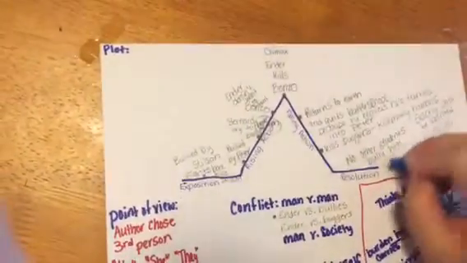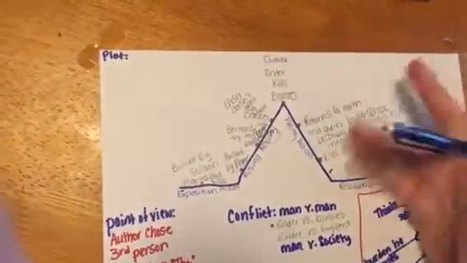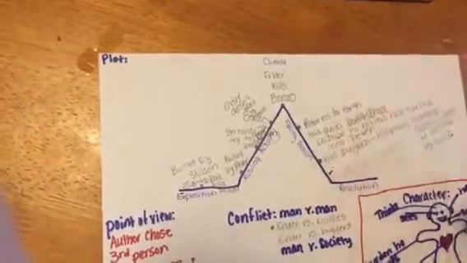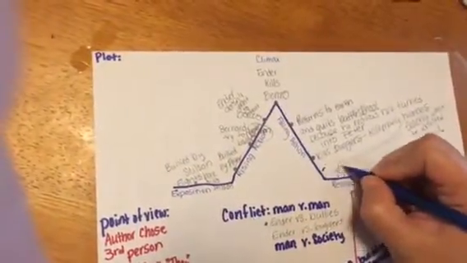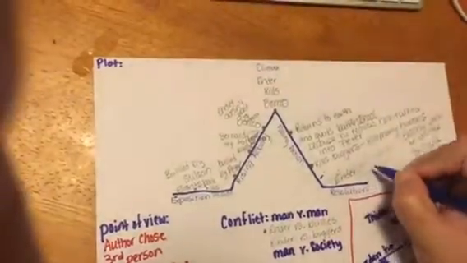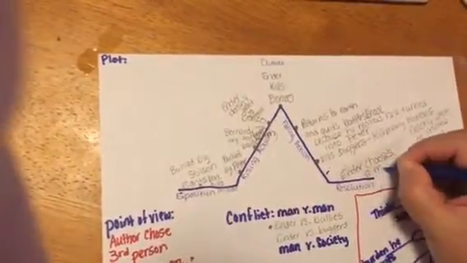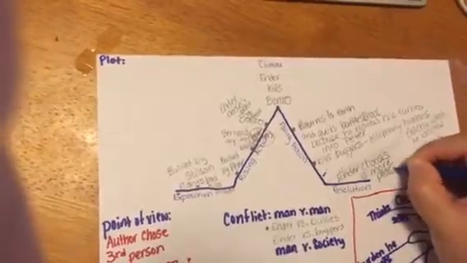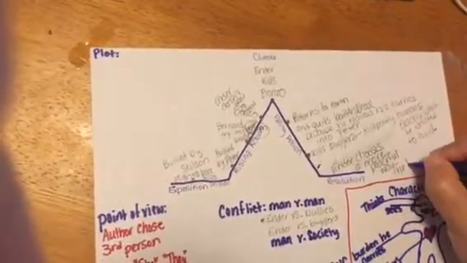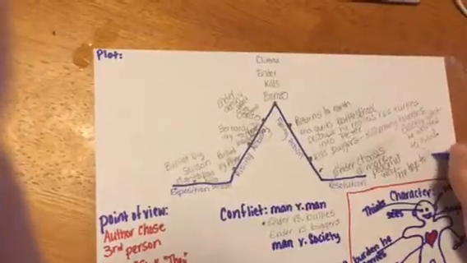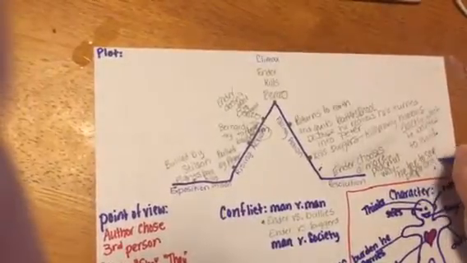Now the resolution then is not that the bully stopped bugging him. The resolution for this conflict is Ender doesn't want to be like Peter. Ender chooses a more peaceful way. He tries to save people and the last bugger.